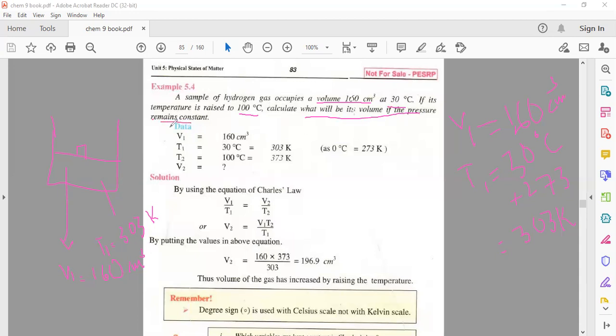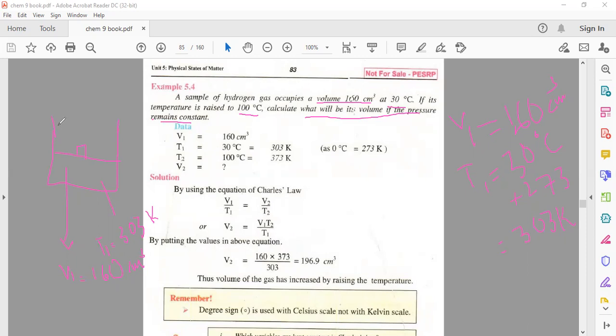Pressure remains constant. This term confirms that this is a Charles law problem. अगर आपको ये ना भी कहा जाए प्रॉब्लम में कि प्रेशर रिमेन्स कांस्टेंट तो आपको पता है कि वॉल्यूम की वैल्यूज गिवन है और टेम्परेचर की. So there are two variables, volume and temperature. So when there are two variables, volume and temperature, then Charles law is applied. And when there are two variables, volume and pressure, then Boyle's law is applied.